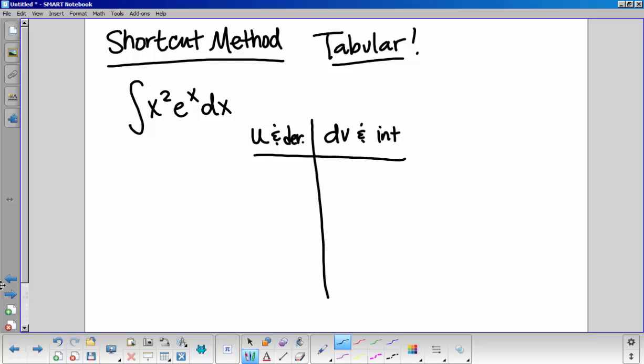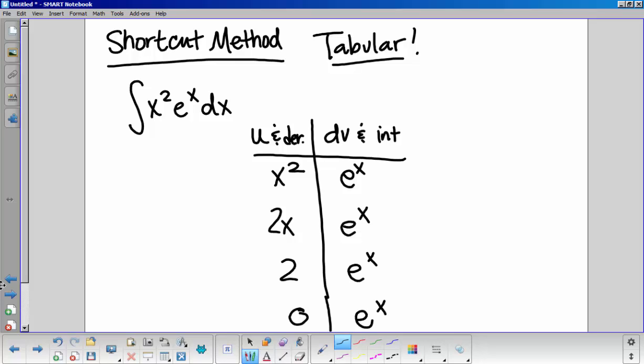So, what did we say u had to be here? x squared. And then what are all its derivatives until it exhausts itself to 0? 2x, 2, and then 0. Good. And then the dv's are going to be e to the x. The dx you don't have to show because we're going to integrate it. Now what's the integral of this? e to the x, e to the x, e to the x. Good.